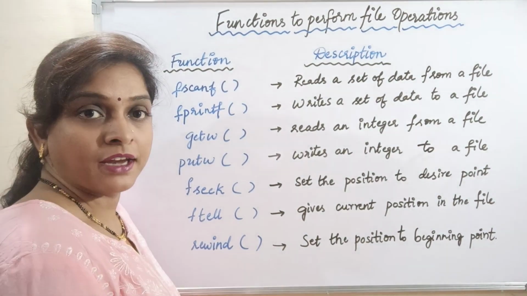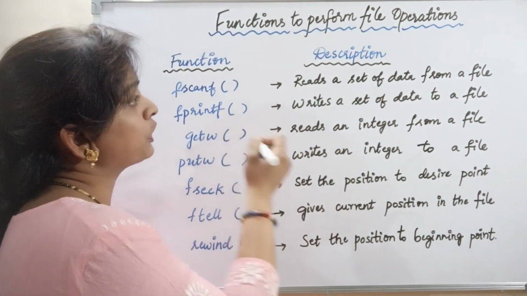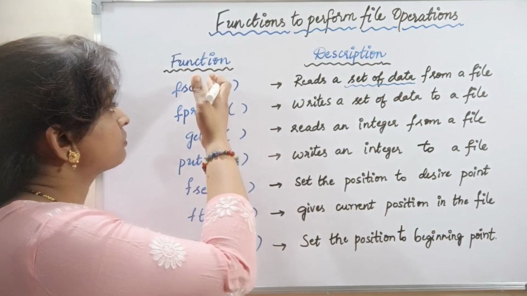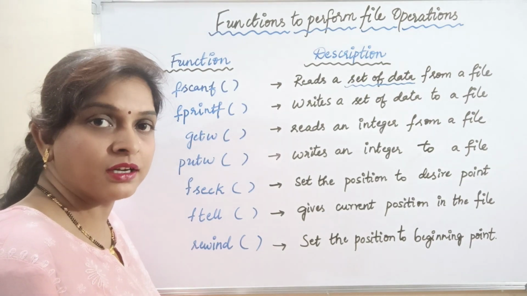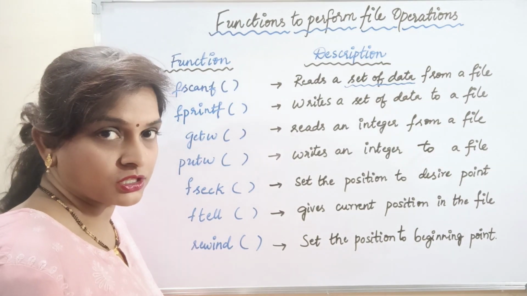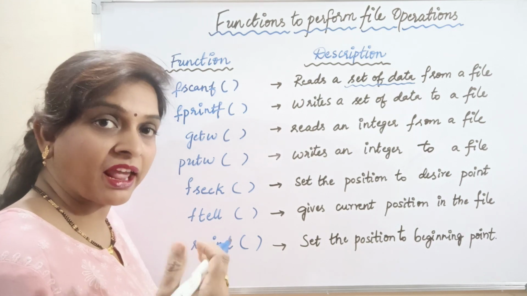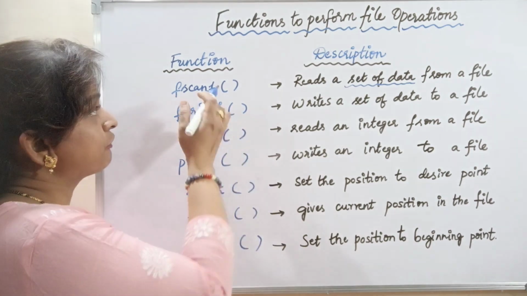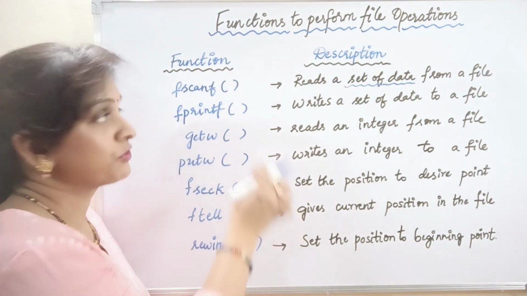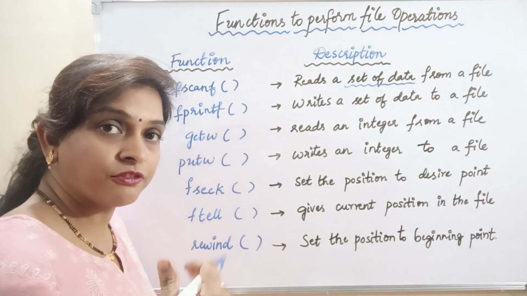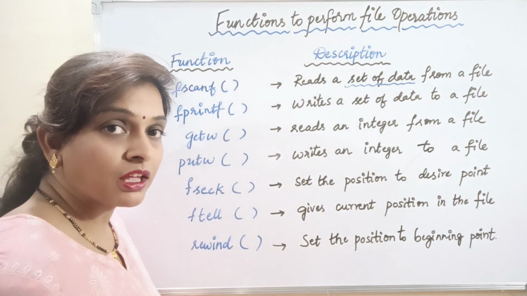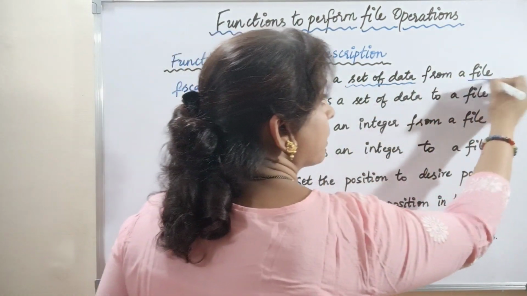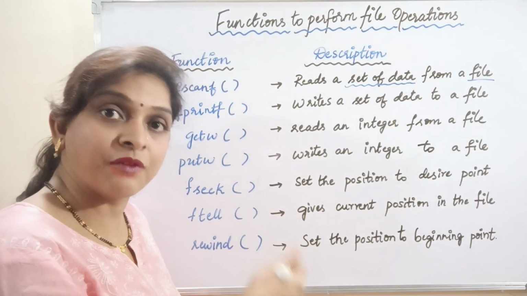Fscanf is going to read a set of data from the file, that is formatted data. Scanf and printf, you all know, are formatted input and output functions. These formatted functions are again used to handle files, with a different name, which is fscanf and fprintf. We usually give the data from the console, but now we are giving the data to the program through a file. I can read a set of data from the file. From a file, I can scan the data and give it to my program.